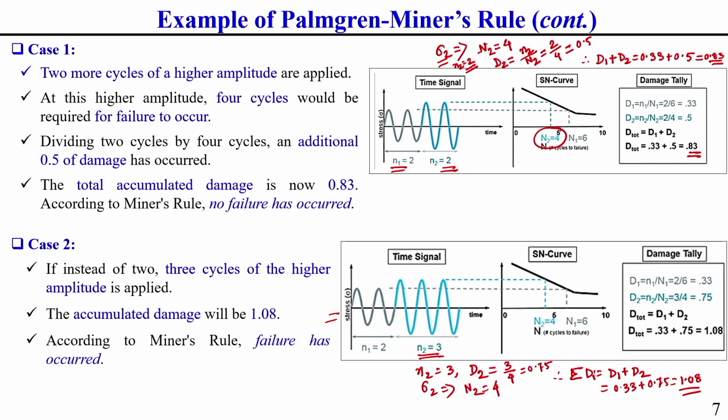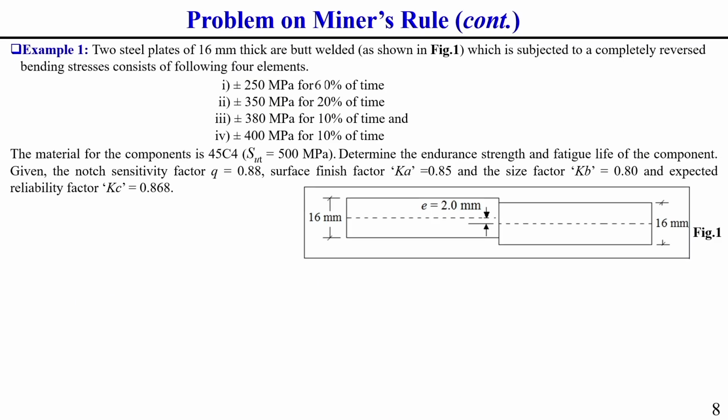Now, we will solve a problem step by step, then it will be more clear to you. Let us consider this problem statement. The detailed steps are given here. Then you will get an overall idea of how to use this Palmgren-Miner's rule for finding out the life cycle or the damage proportion.